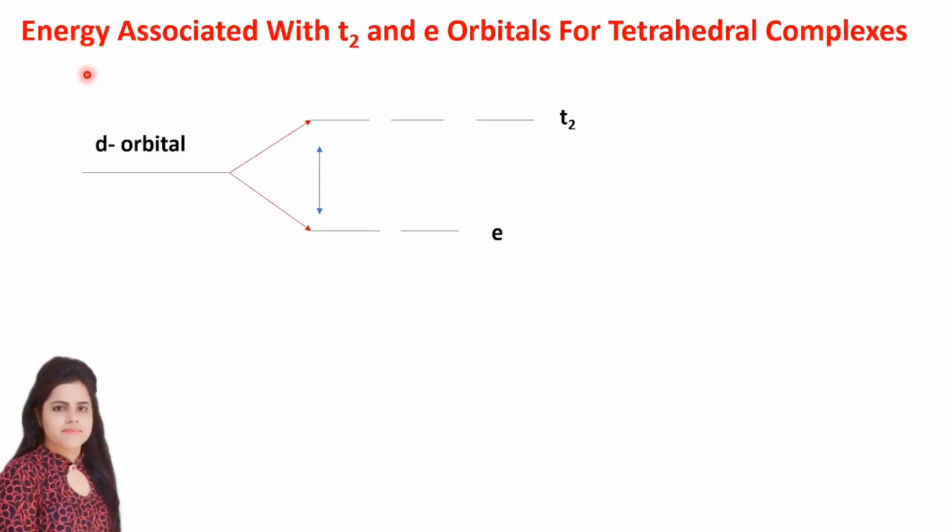Hi everyone, this is Ila Arora and in this video we are going to understand how to calculate energy associated with electrons which are present in T2 and E orbital for tetrahedral complexes. Students, we know that in tetrahedral complexes the splitting of d orbital is like this. We have 2 degenerate E orbital and then we have 3 degenerate T2 orbital.